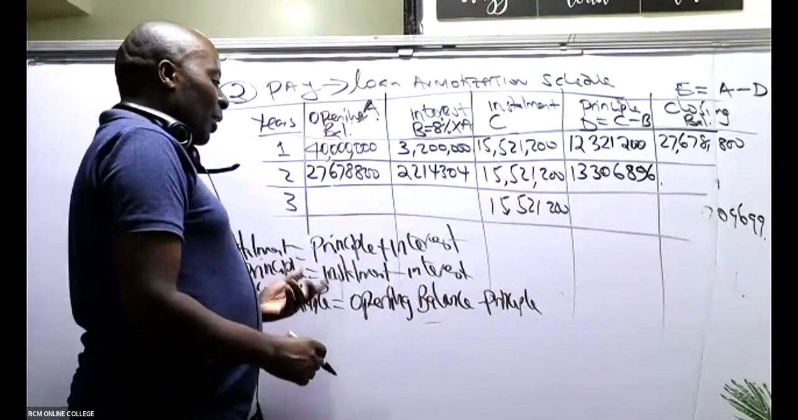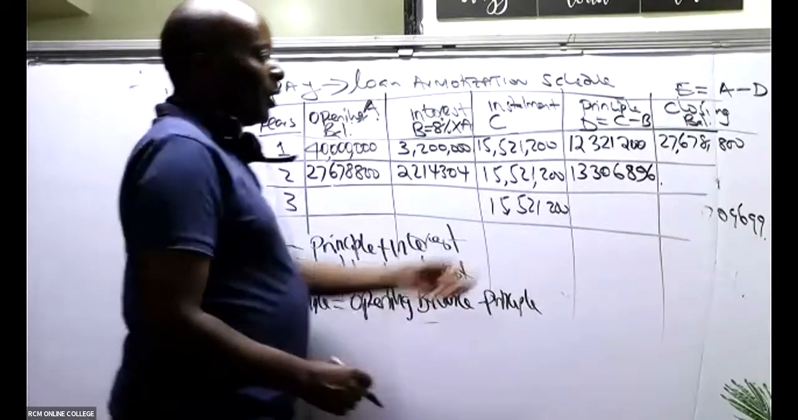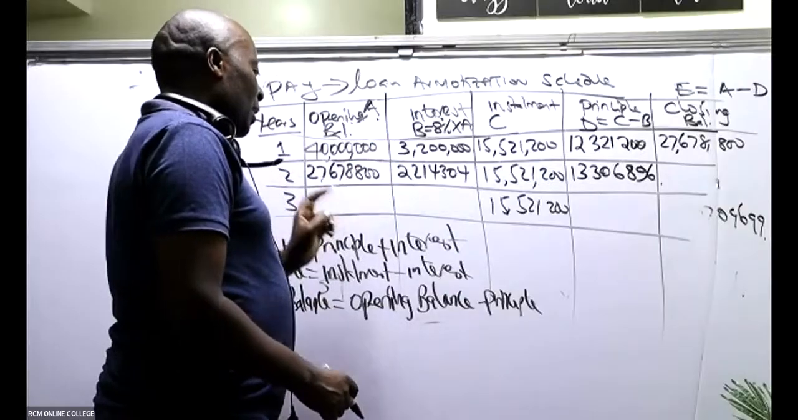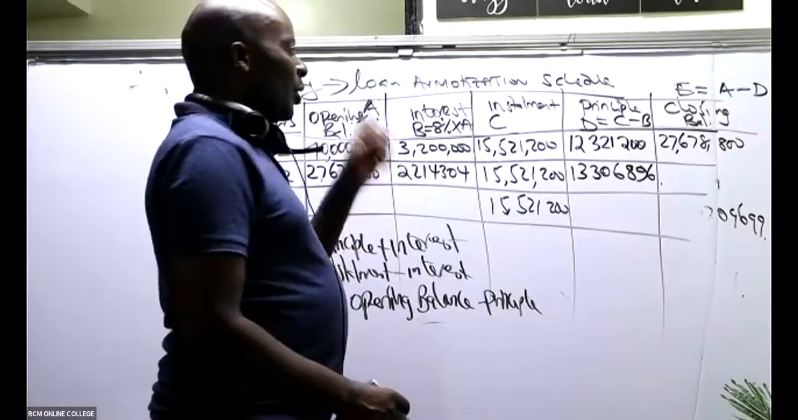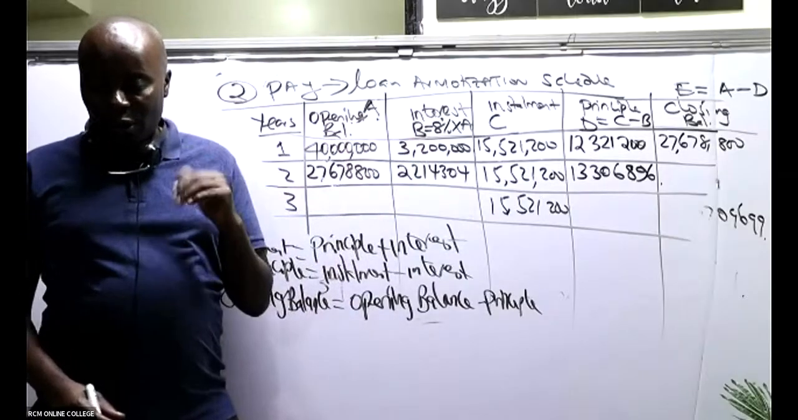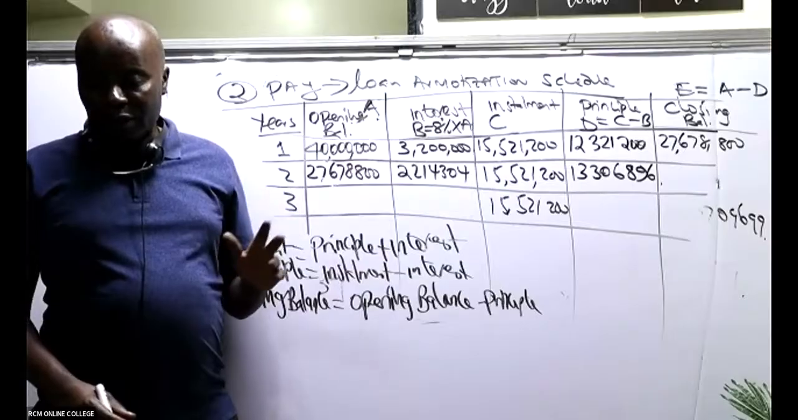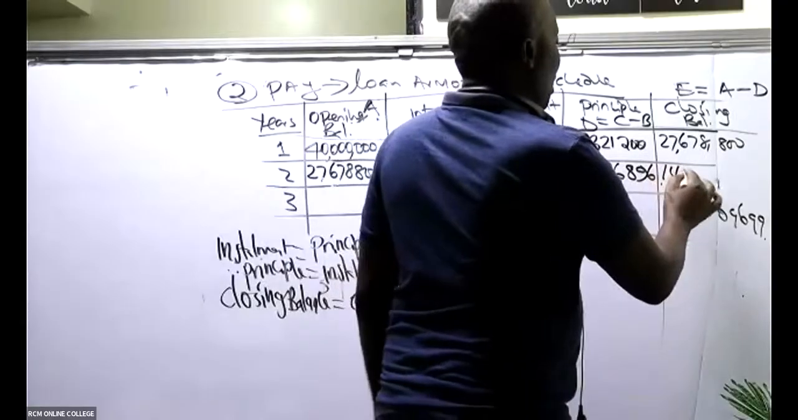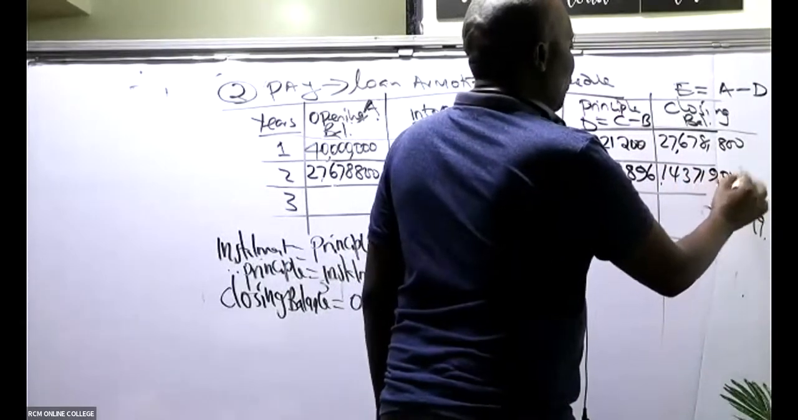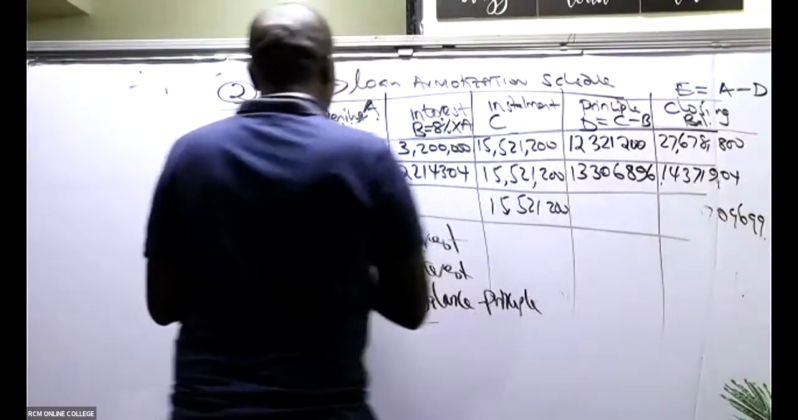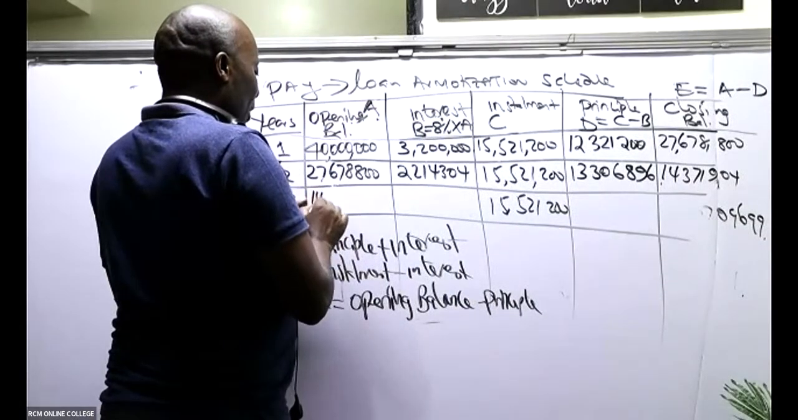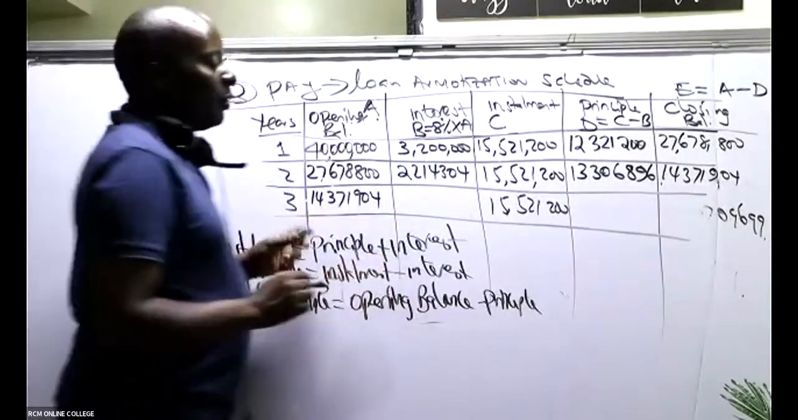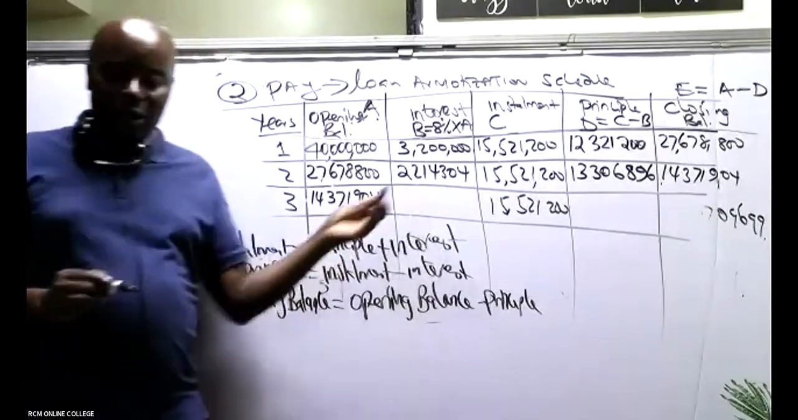Closing balance, you take the opening balance minus the principal. So the figure you have there in your calculator, you simply say the opening balance minus that answer. You should be able to give us the closing balance for year 2. And we are almost finishing now, which according to Mumbi, it's 14,371,904. So then are you able to give me in this case here the interest here?